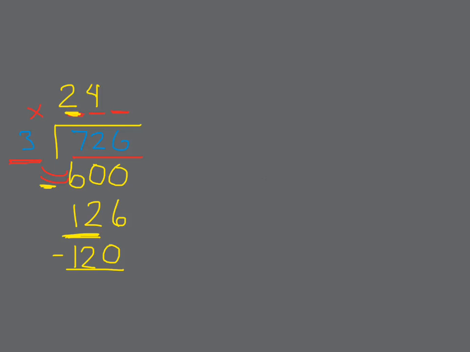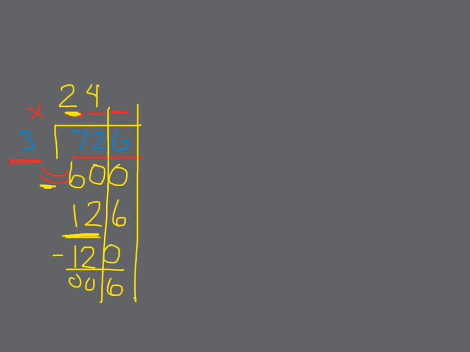And now we can subtract. Remember, no numbers are falling down. We're just subtracting. 6 minus 0 is 6. 2 minus 2 is 0. 1 minus 1 is 0. And then we have 6 left. It's in this last place value.